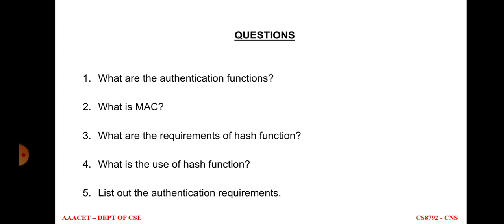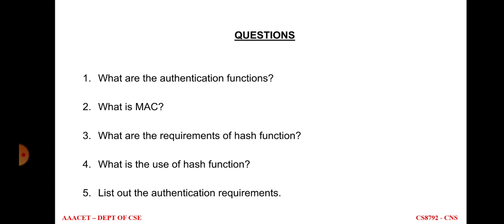So these are some of the questions in this lecture. The authentication functions are message encryption, MAC (message authentication code), and the final function, the hash function. What is a MAC? It is some value that is appended to the original message, right? What are the requirements of a hash function? There are 6 requirements, right?